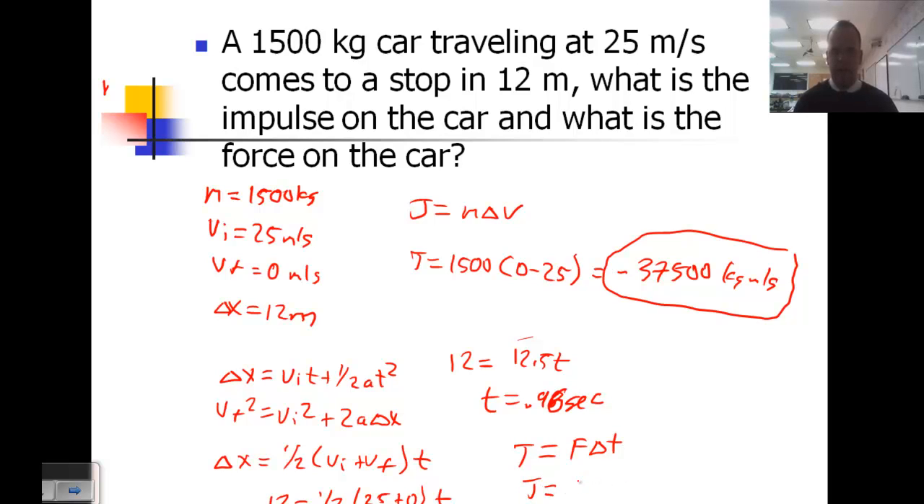And now we can do impulse equals F delta t. The impulse is negative 37,500 equals F times 0.96. We get negative 39,062 newtons.